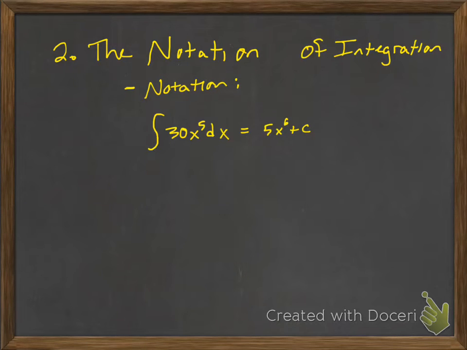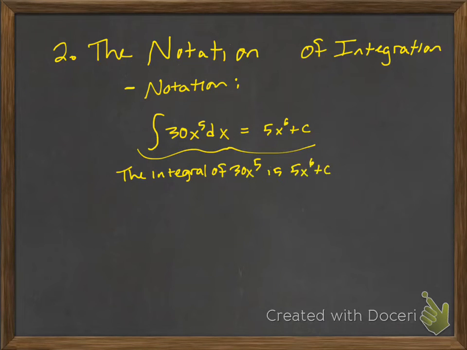But here's what I've been doing, by the way. We're taking the antiderivative of 30x to the fifth, and we're getting 5x to the sixth plus c. Let me translate that. We also call it the integral of 30x to the fifth is 5x to the sixth plus c. That's a notation. That's that word integration or integral that I've been mentioning along the way. That's what this notation looks like.